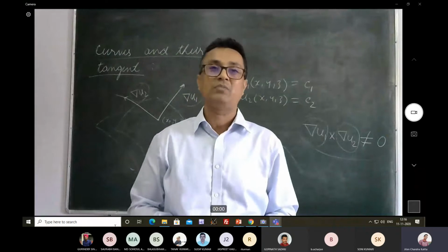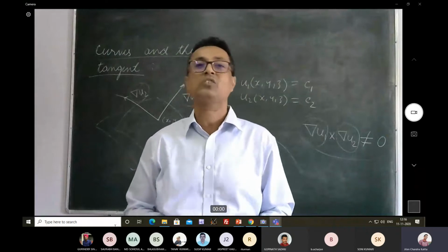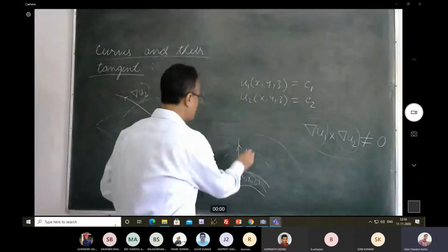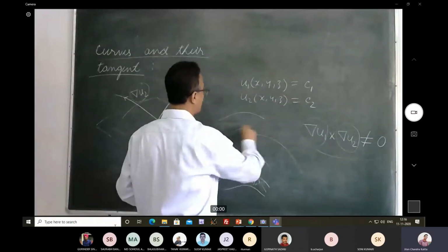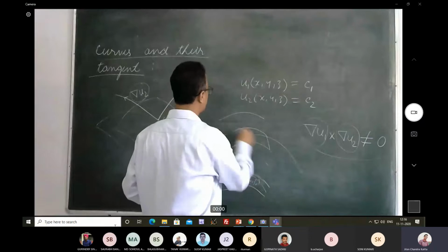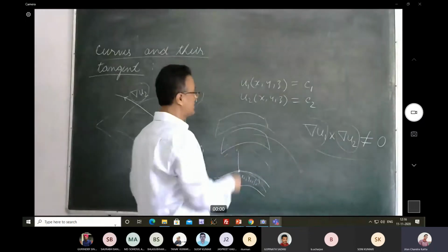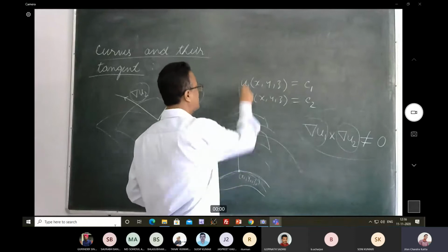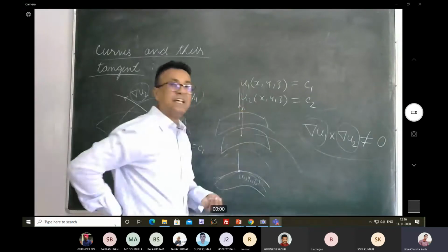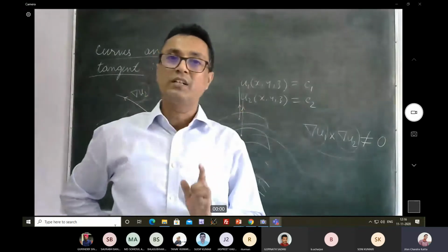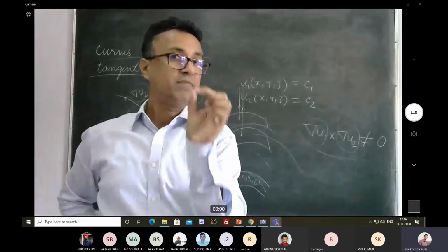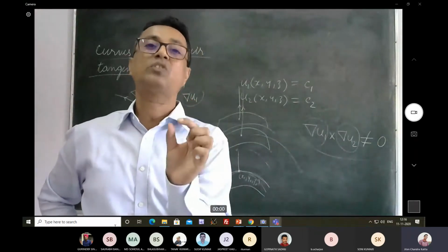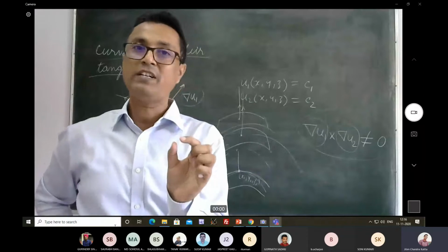Or it may so happen that you can define a direction along, say, grad U2, right? But we may have some surface like this, where I am getting normals in the same direction, right? That is the point. If they are parallel, we may not get a point of intersection there. Fine.